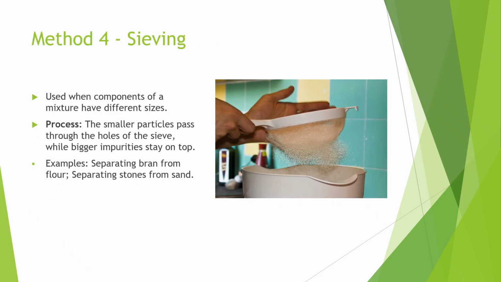Method number 4 is sieving. You must have seen your mother sieving flour before making roti. She uses a sieve, a mesh, or a net. This method is used when the components have different sizes. The fine flour passes through the holes, but the bigger impurities stay on the top. We also see this at construction sites to separate big stones from fine sand.